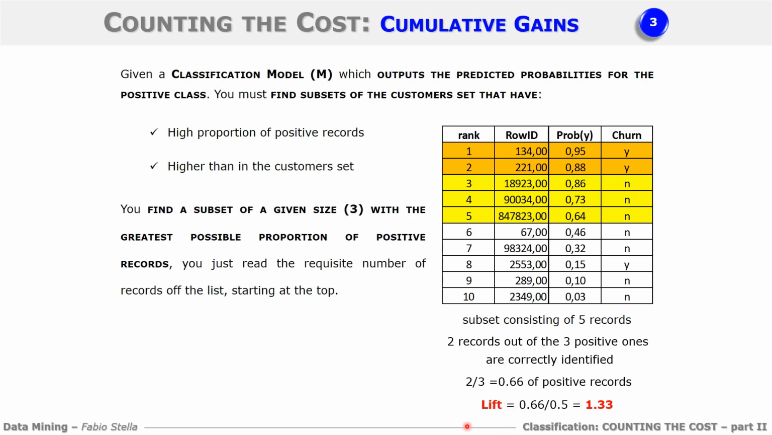So in this case, the lift of this procedure is now equal to 0.66 divided by 0.5, which is equal to 1.33, which is smaller than 2.22, which was associated with the selection of just 3 potential customers. We will see more about these relationships of the lift value for each classifier when selecting an increasing number of customers further in the next slides.